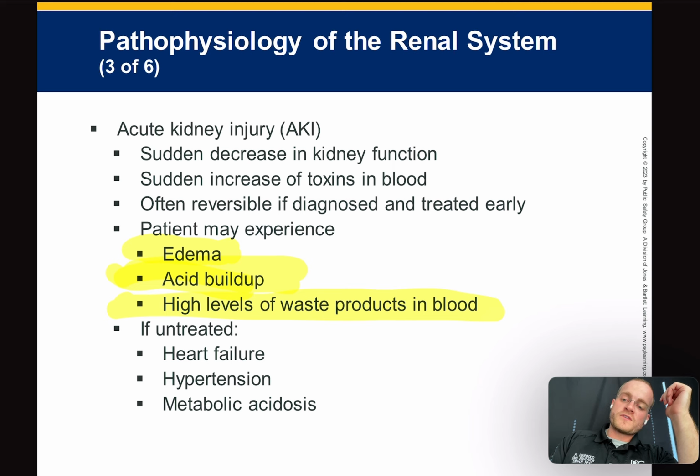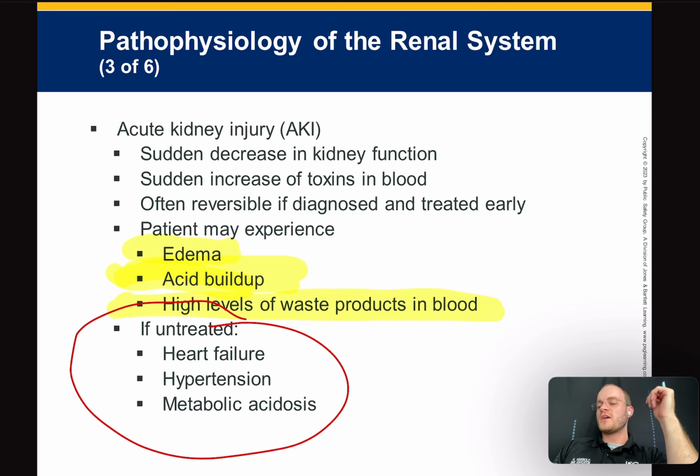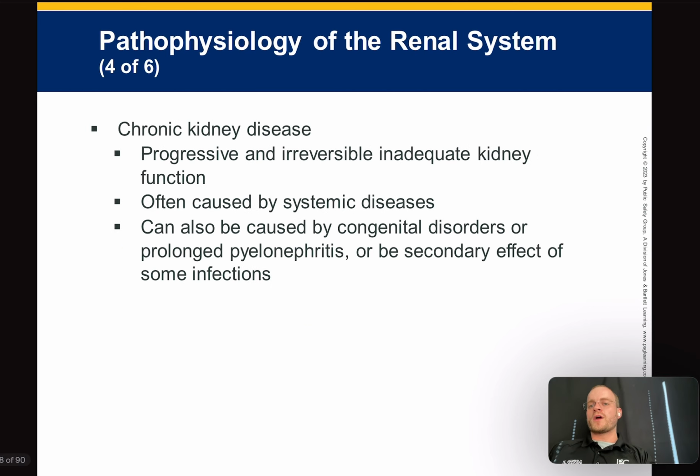So the problem is if you don't fix this, if it doesn't get treated, whatever's causing the acute kidney injury, they can end up with heart failure, hypertension, metabolic acidosis, end-stage renal disease, all these issues. So just be aware. Now, as opposed to what we see more often is something called chronic kidney disease. So chronic kidney disease is a progressive and irreversible inadequate kidney function.